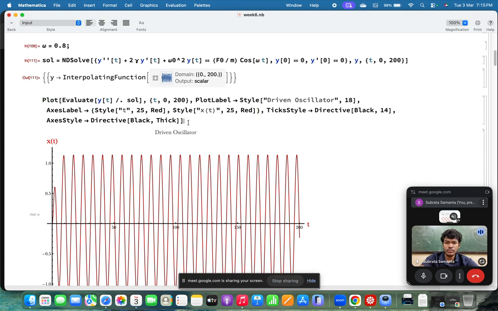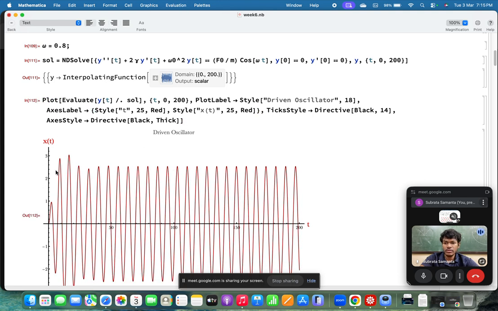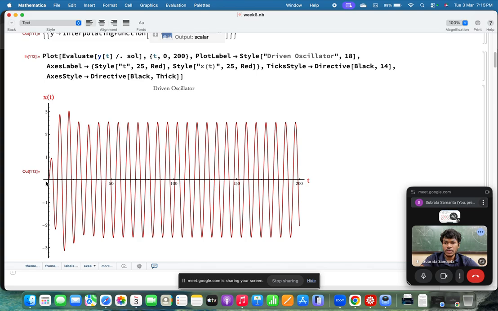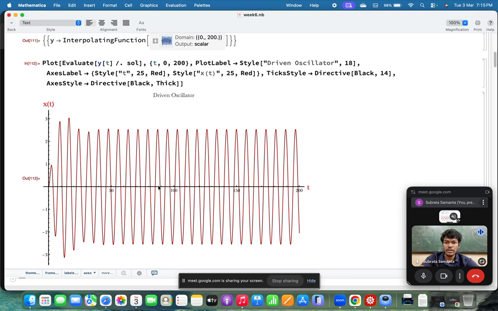Once you plot this, you see the solutions from 0 to 200 in time. And you see it is not falling. After some time it's steady state. Initially they increase and then fall and then again go back to your steady state. So the damping is there, but after some time it is steady state.